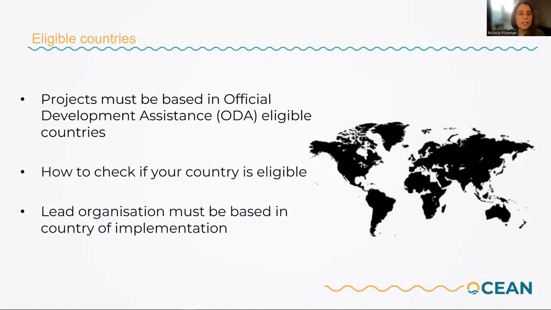Okay, so for eligible countries, your projects need to be based in official development assistance, ODA, eligible countries. And you'll need to be able to check that your country is eligible. So Yolanda's going to share a link in the chat to show where you can check this. We have on our application portal a PDF with a list of eligible countries. Your lead organization must be based in the country that you're running the project, the country of implementation.